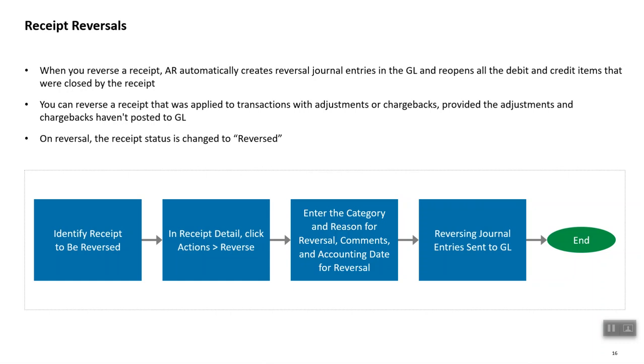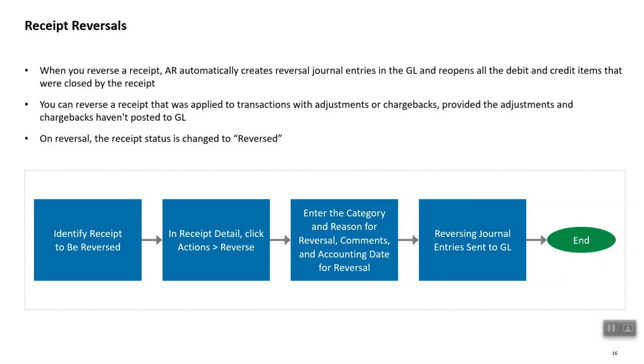Reversal is an activity that you would do when you have posted a receipt's entry to GL. Now you don't want to delete that particular receipt, because you cannot delete a receipt whose accounting entries have already gone to the general ledger module. So the only option that remains with you is that you will have to reverse that particular receipt.